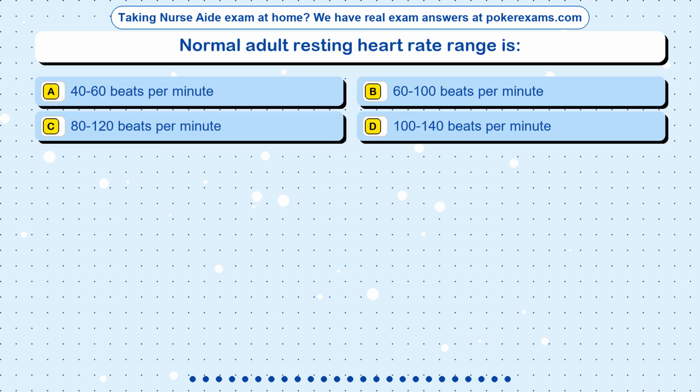Question 2. Normal adult resting heart rate range is: Option A, 40 to 60 beats per minute. Option B, 60 to 100 beats per minute. Option C, 80 to 120 beats per minute. Option D, 100 to 140 beats per minute.